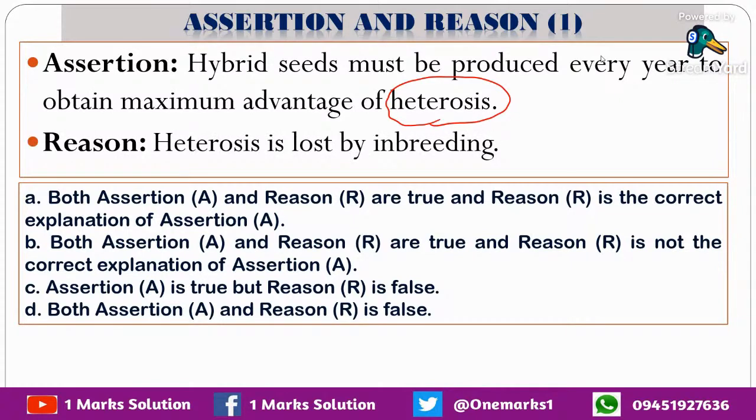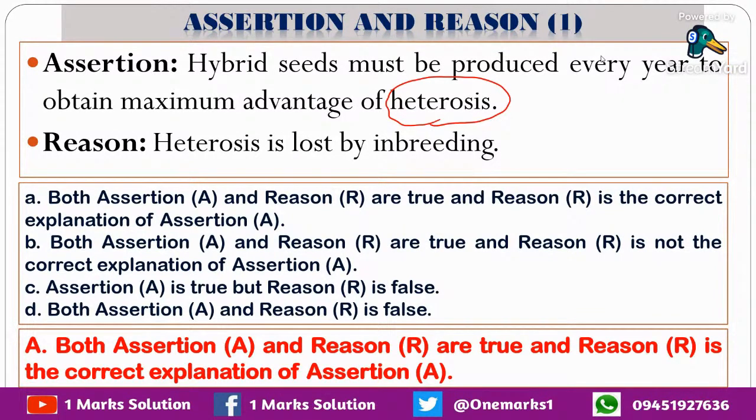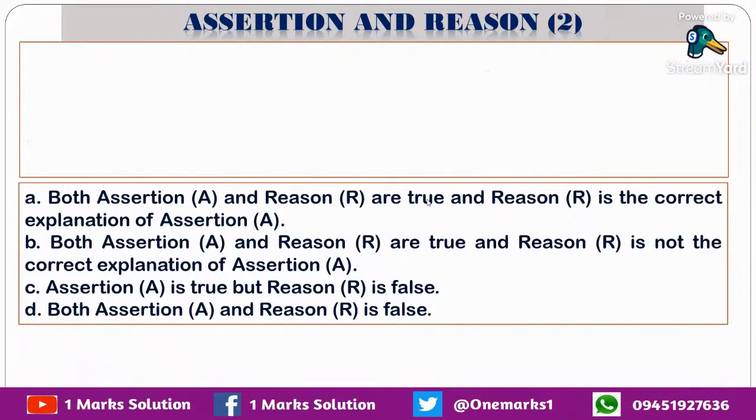Now let us see the next statement. Heterosis is lost by inbreeding. Again, it is true. Inbreeding improves pure lines and the hybrid vigor is lost by this. So due to inbreeding, every year or after each generation, new seeds are produced. Both statements are correct and inbreeding gives a proper explanation for this. So the option is A. Okay, let's go to the next question.